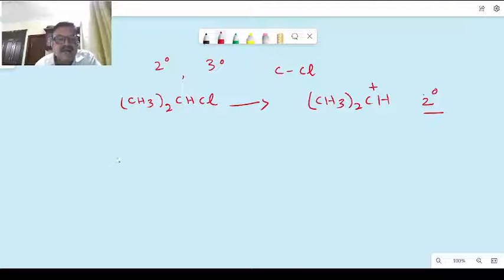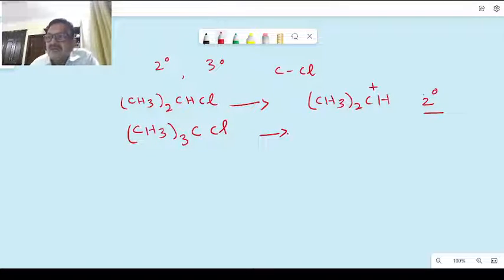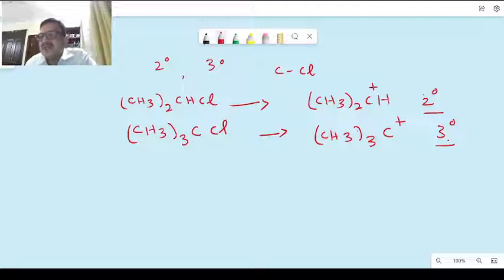Now, if you have another alkyl halide here, if you consider this one, what is the type of carbocation being formed here? (CH3)3C+. So this is a tertiary carbocation here. There are two steps. The first step will be a slow reaction. That is the rate determining step. And the second step will be a faster reaction. Okay. So let us see the slower reaction.